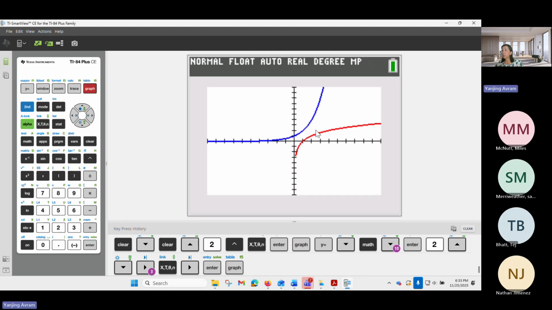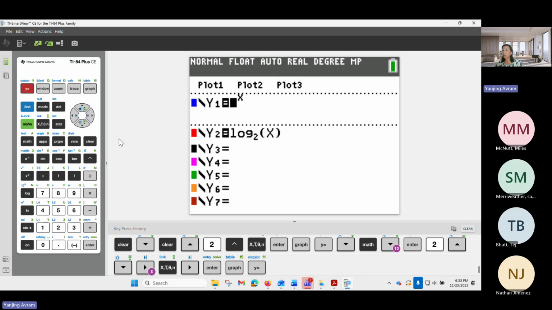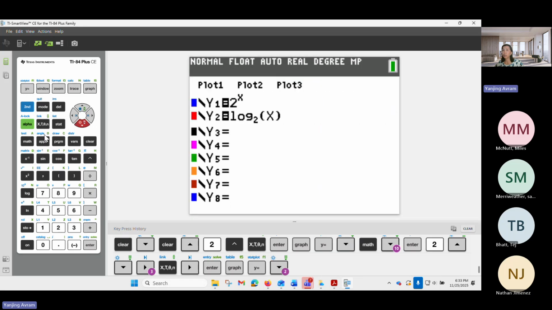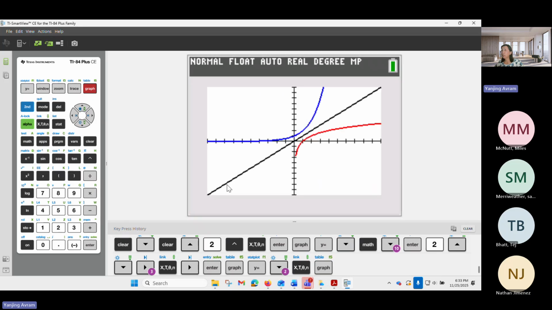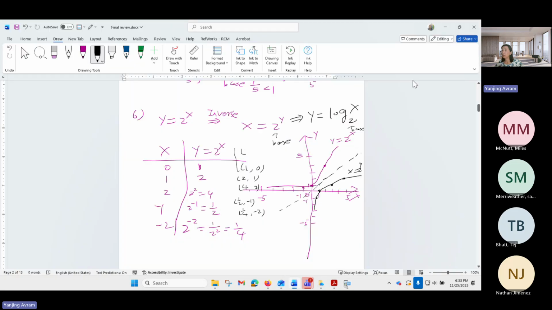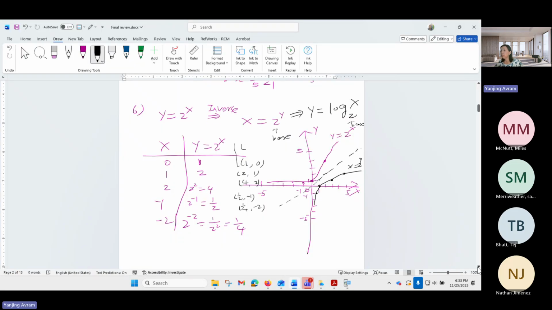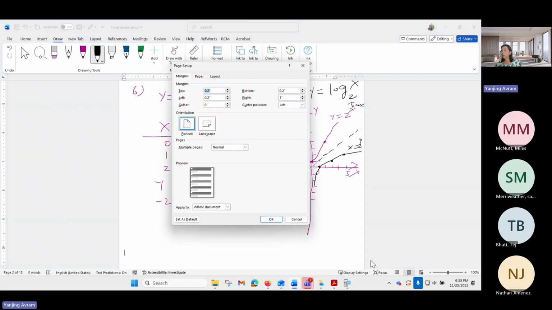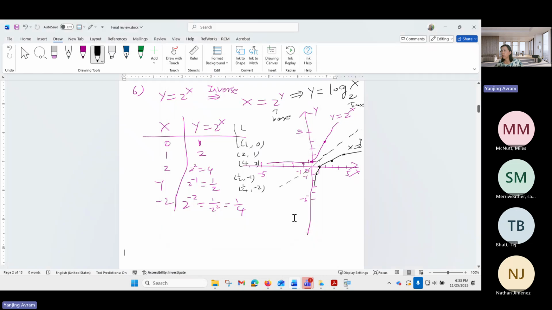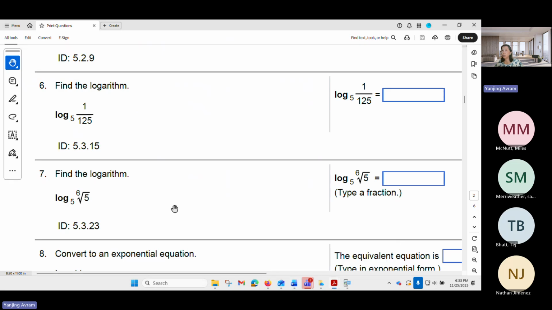You can see that's exactly inverse of each other, right? This is supposed to be coming down, but the calculator sometimes doesn't graph all the way. If I have this y equal to x, that's exactly in the middle. So this is exactly the exponential and the logarithm that are exactly inverse of each other that way. So that is the one we learned earlier for the inverse function. So I'm just giving you the actual review for this section.